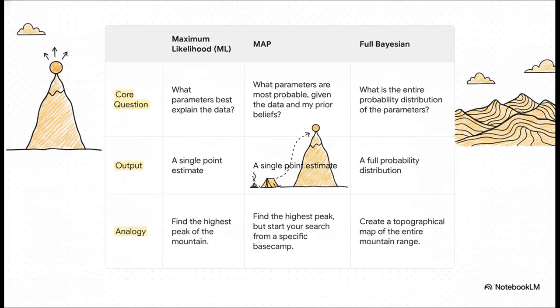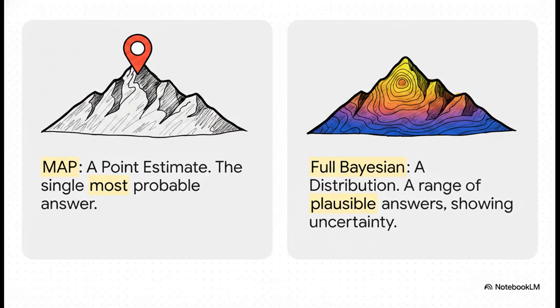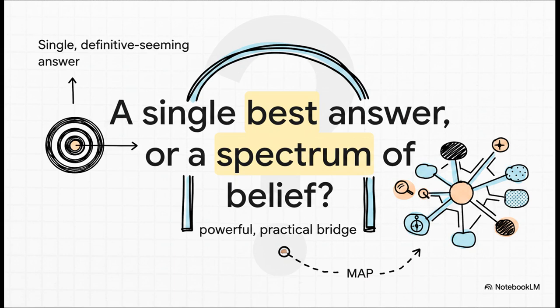So while MAP is incredibly powerful, it's important to remember it's still giving you a point estimate, just one single most probable answer. A full Bayesian analysis goes a step further. It gives you a whole distribution of plausible answers. And that lets you measure your uncertainty with things like a credible interval, which is a range where you can say you're maybe 95% confident the true value actually is. So at the end of the day, what's more valuable when you're trying to understand something? A single definitive sounding answer or a complete map of all the possibilities?